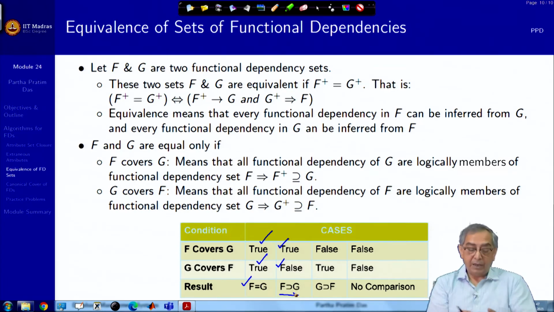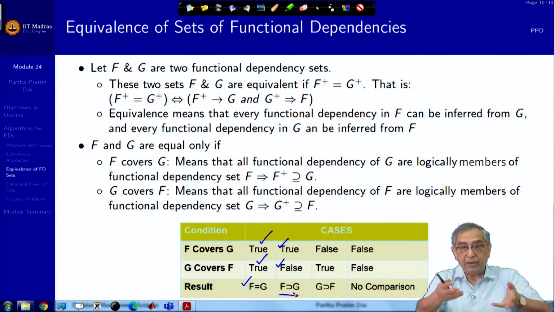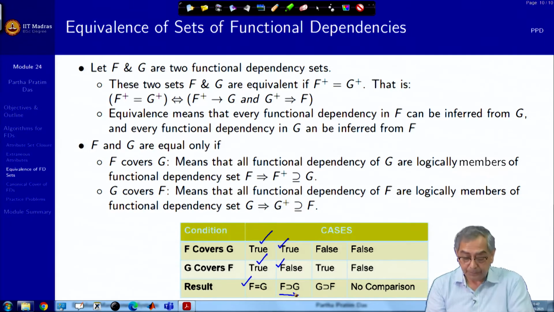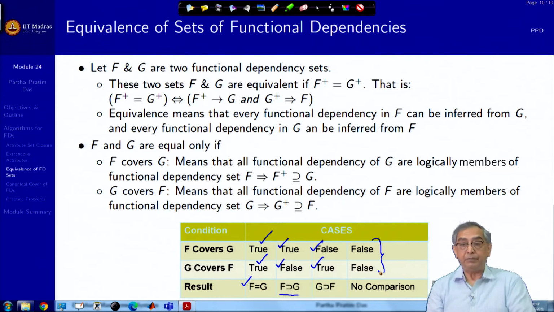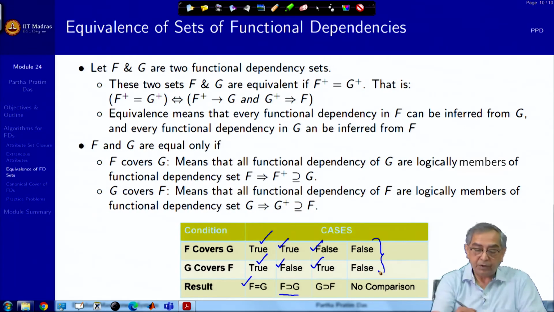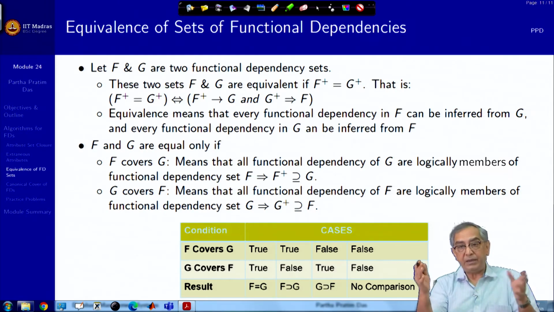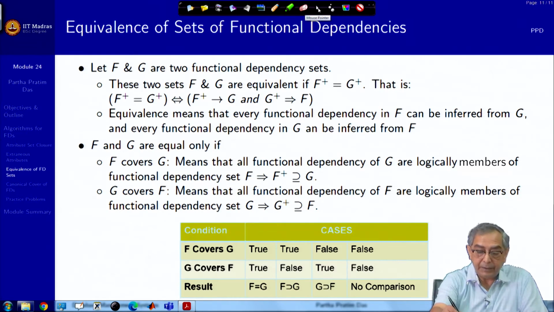So, actually the subset relationship will be able to see if we actually compute the closure, and we will see that F plus is a superset of G plus, and the other side where G covers F. And if both of them are false, that is none covers the other, then naturally there is no comparison, they are independent sets of functional dependencies.